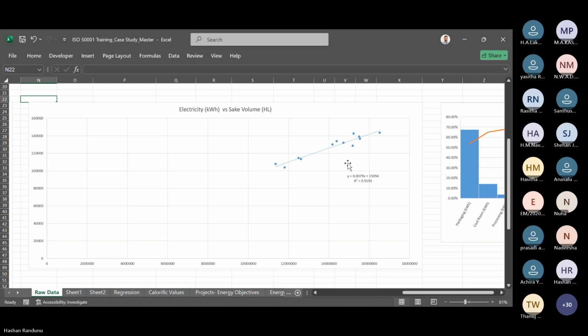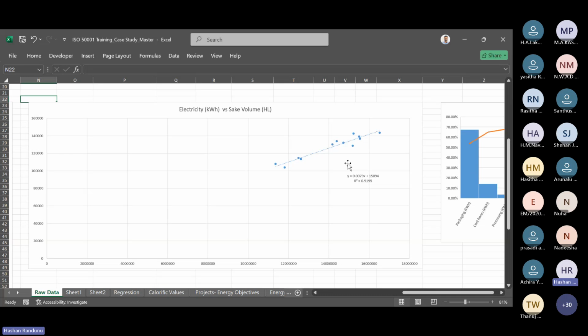We know in Sri Lanka there isn't a facility to calibrate power analyzers. So at least you need to do a verification. After doing a verification, you can identify whether that particular meter can be used to gather energy data or not. Because if the accuracy of the data is low, then you will not be able to get strong regression models.